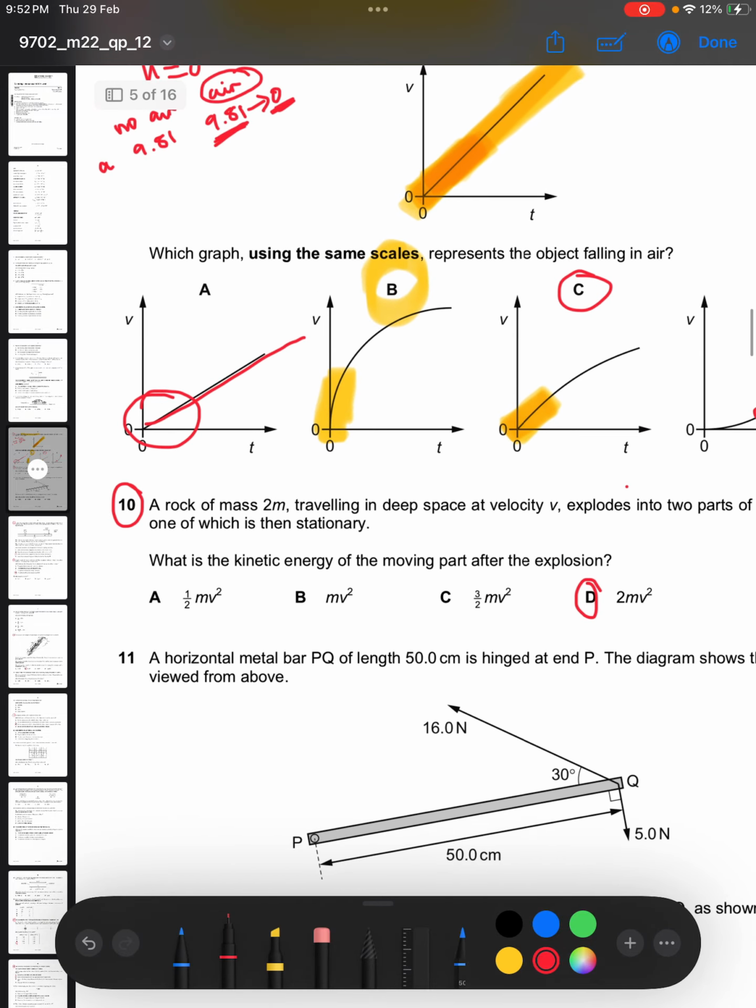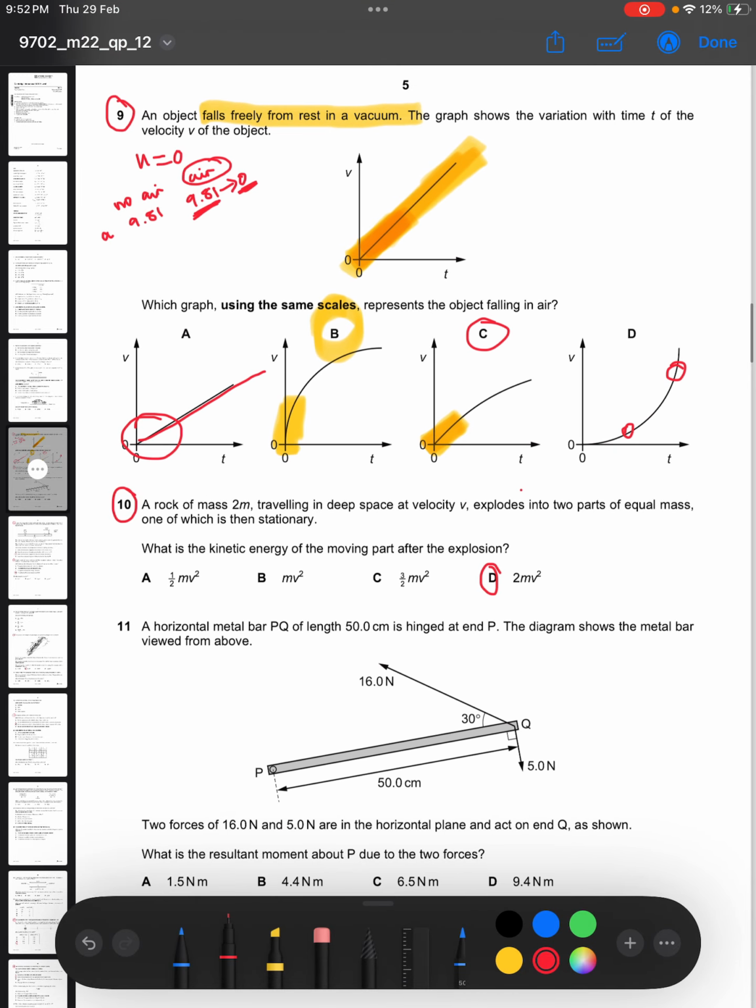Then the next question, which was problematic, was number 10. A rock of mass 2m traveling in deep space at velocity v explodes into two parts of equal mass.